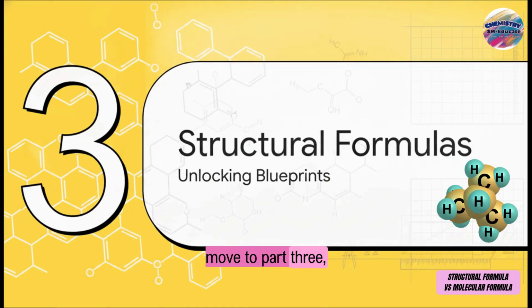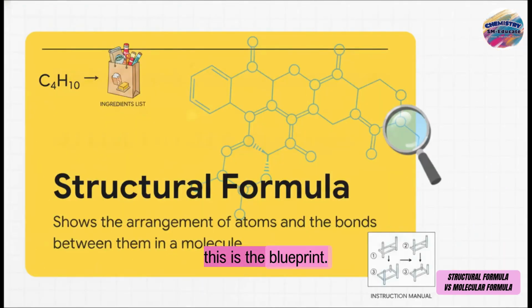Let's move to part 3, unlocking structural formulas, the real blueprints. Now this right here, this is the blueprint. A structural formula shows the physical arrangement of atoms and the specific bonds between them in a molecule. It completely solves our missing information problem by mapping out exactly which atoms are connected to each other and exactly what type of chemical bonds exist between them. So if the molecular formula is the ingredients list, the structural formula is your step-by-step instruction manual.